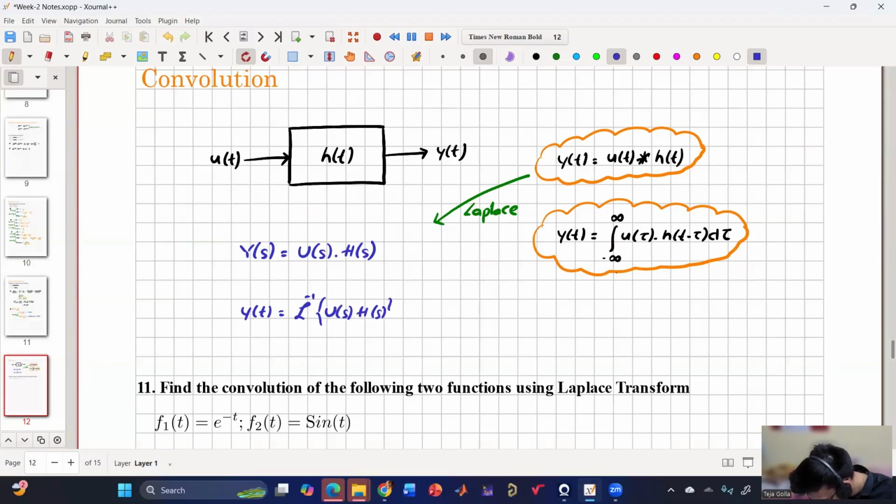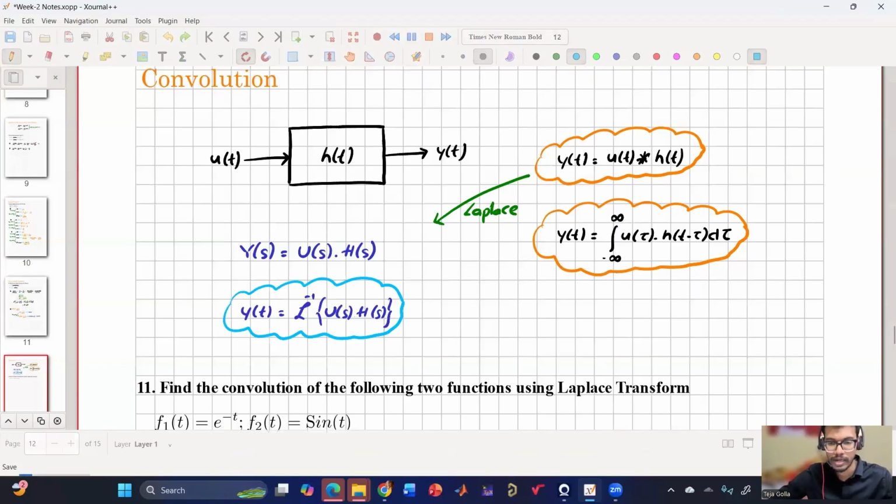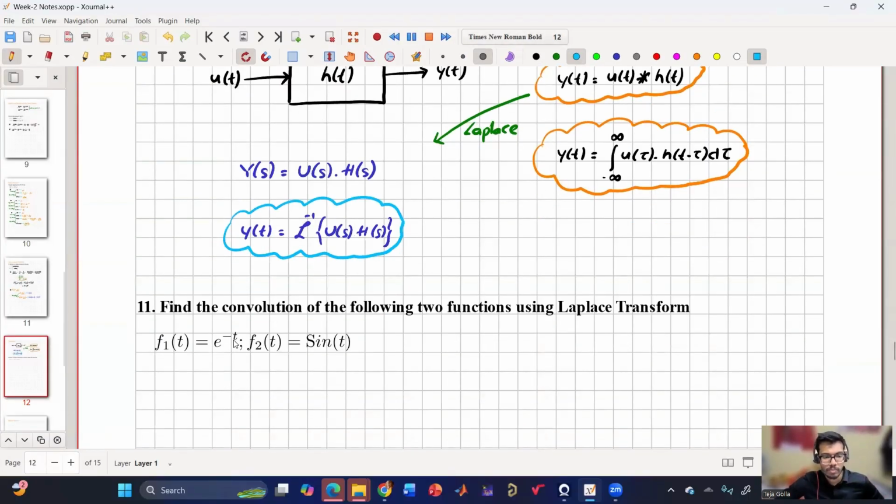You might ask, sir, why are we doing Laplace first and then inverse Laplace rather than doing one integration? Because sometimes integration can become difficult or complicated. If you see this expression, we have e to the power minus t and sine t. So if I apply integration, it will be the integral from minus infinity to infinity of e to the power minus tau into sine of t minus tau d tau. I have to apply integration by parts, and it is not so straightforward. I have to apply two iterations, combine, integrate and then put limits. So it is a little bit complicated.